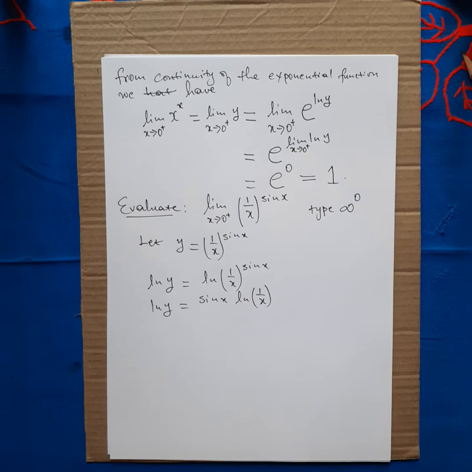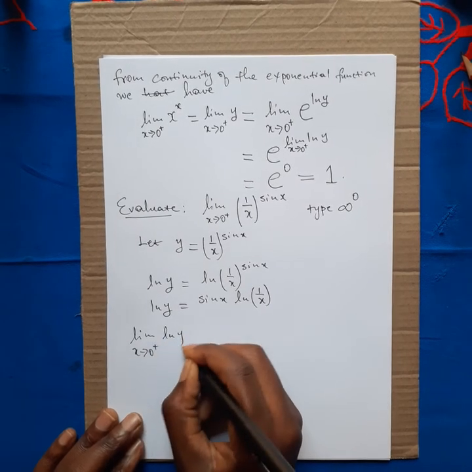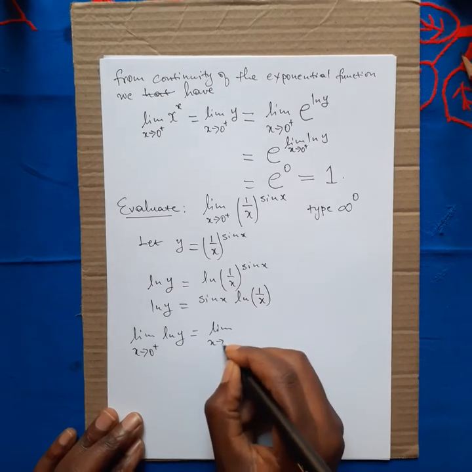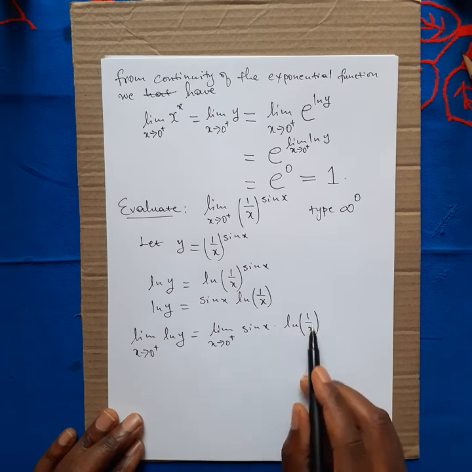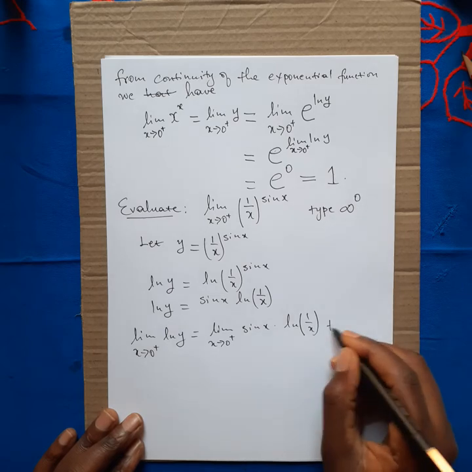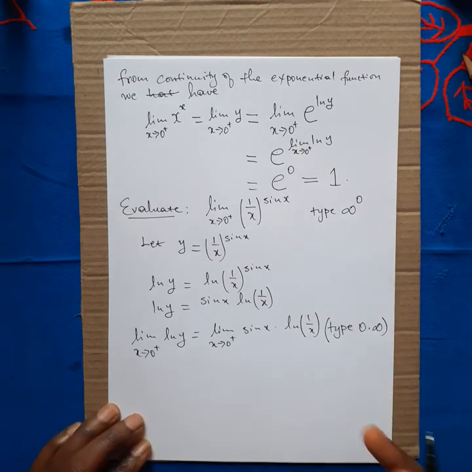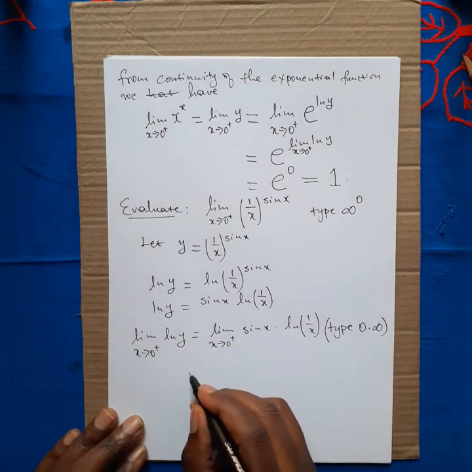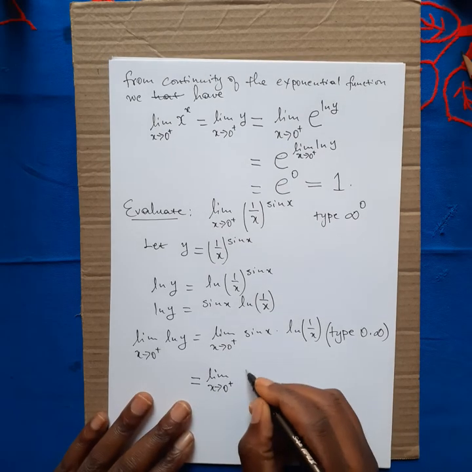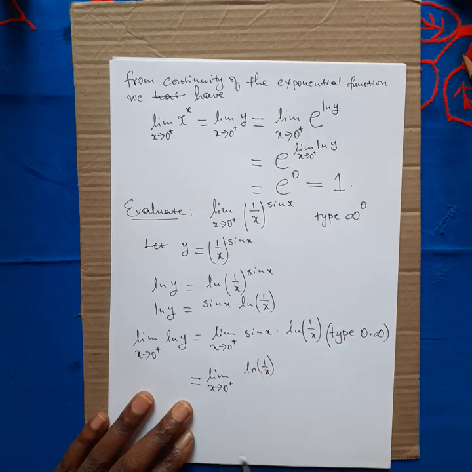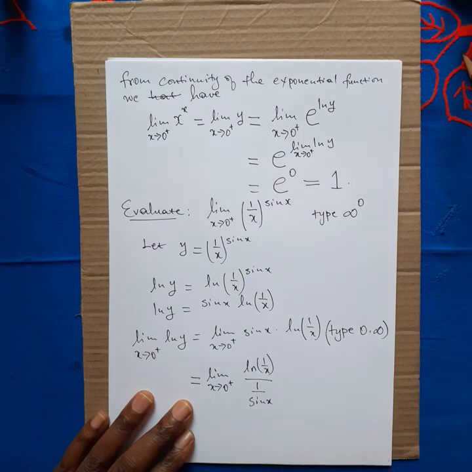Then when you evaluate the limit as x approaches 0 from the right of ln y, it equals the limit of sine x times the ln of 1 over x. Now this will be 0, this will be infinity. So 0 times infinity, type 0 multiplied by infinity. Don't forget, we want to write this in such a way that we end up with infinity over infinity, or 0 over 0. This can be written as ln of 1 over x, or simply minus ln x, over 1 over sine x.